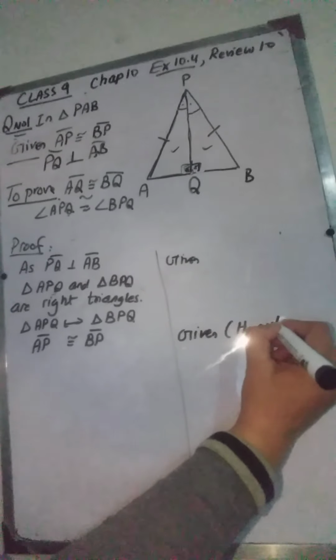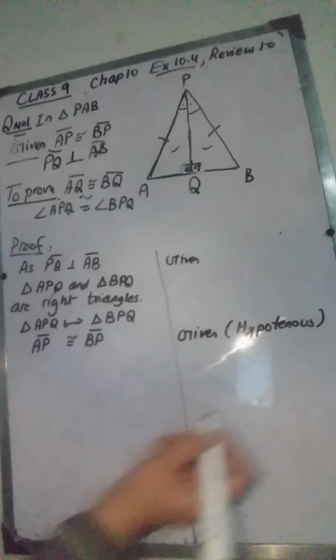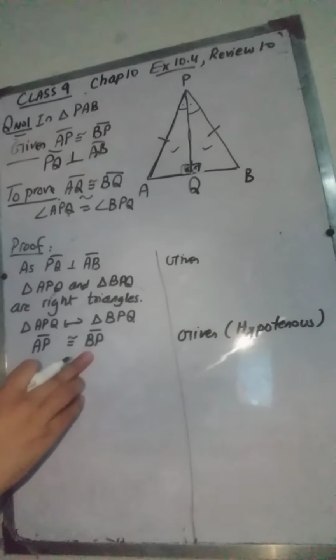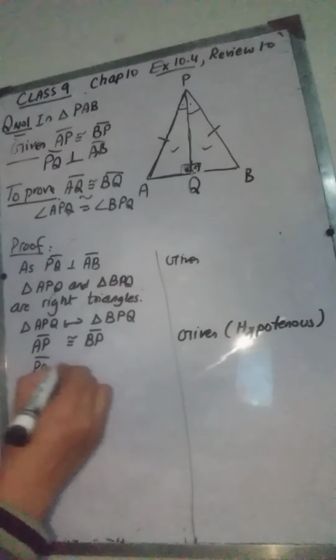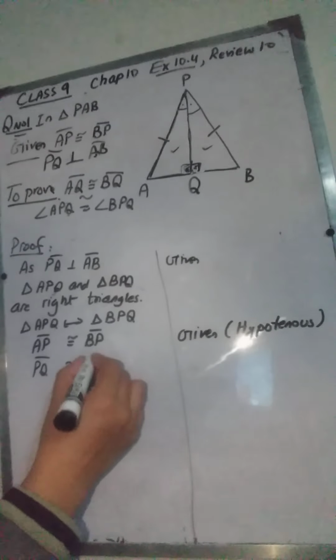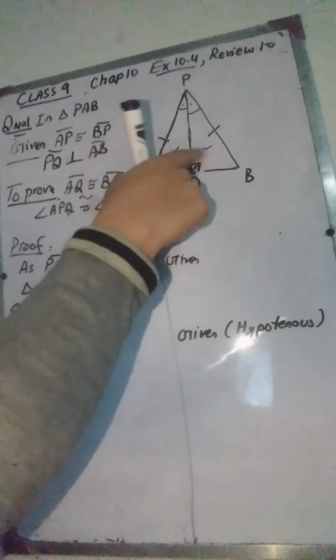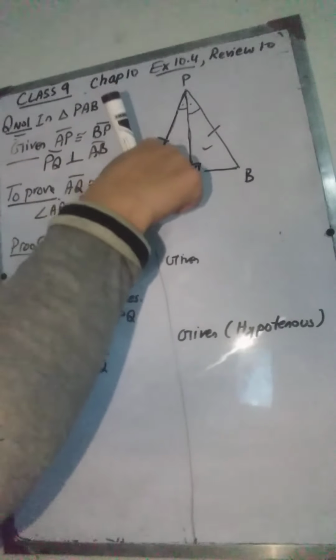The hypotenuse of both triangles, AP is congruent to BP. Also, PQ of this triangle is congruent to PQ of this triangle. PQ is the common side between these two triangles. AP and one side of this triangle is congruent to BP and the corresponding side of this triangle.